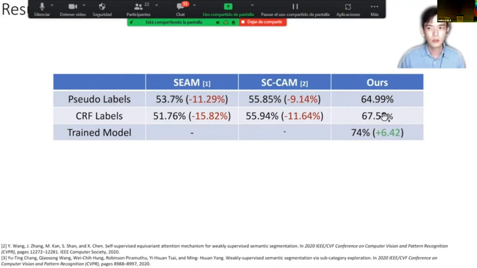And if we use our refined pseudo labels for training a segmentation model, we could actually get a better performance of 74% in mean IOU score.